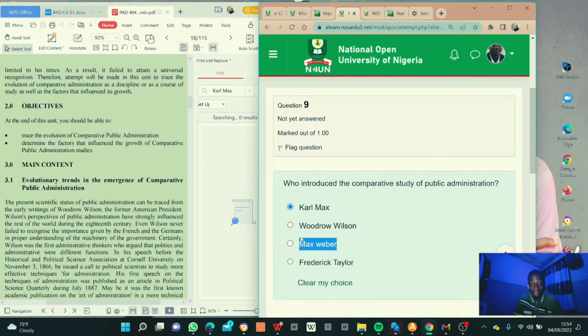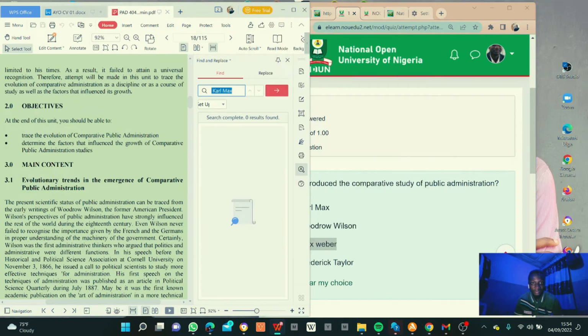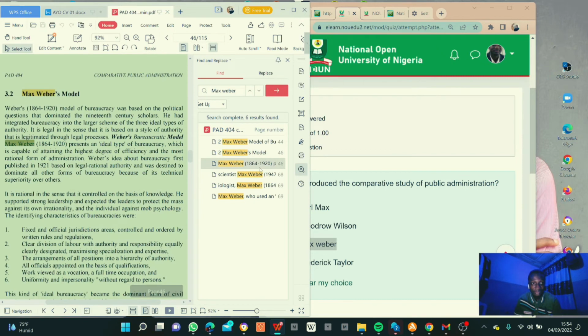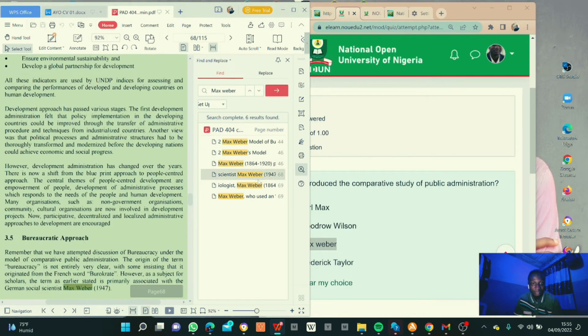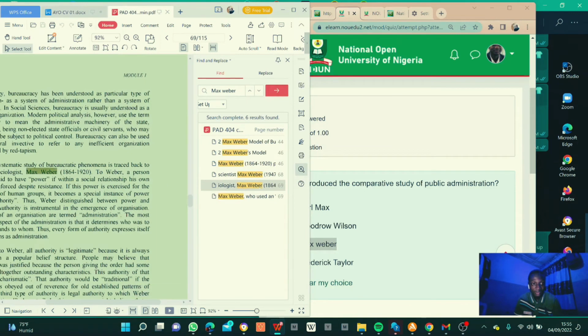So Max Weber has to do with bureaucracy. Let's see what was credited to him in the material: bureaucracy. Father of bureaucracy. Max Weber, his model was bureaucracy. You see, bureaucracy approach, bureaucratic approach. Max Weber.